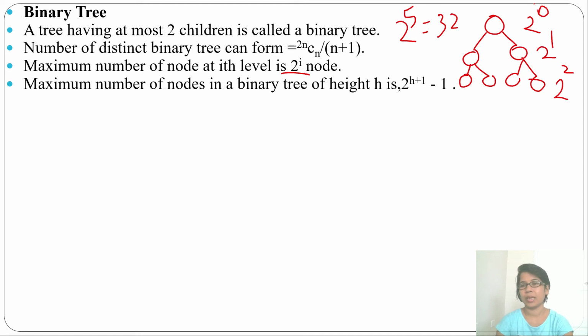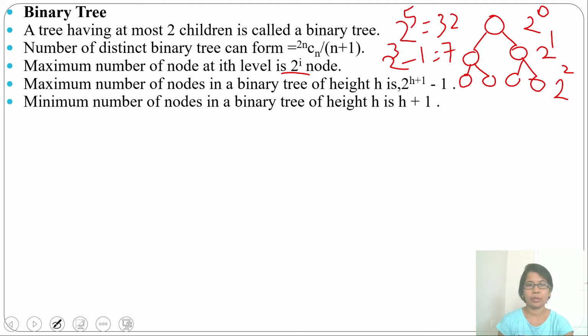In this example, height is 2. So it will be 2 power 2 plus 1, that is 2 power 3 minus 1. That is 8 minus 1, 7. You can count the nodes: 1, 2, 3, 4, 5, 6, 7. So here 7 nodes are there. So the maximum number of nodes in a binary tree of height h is 2 power h plus 1 minus 1.